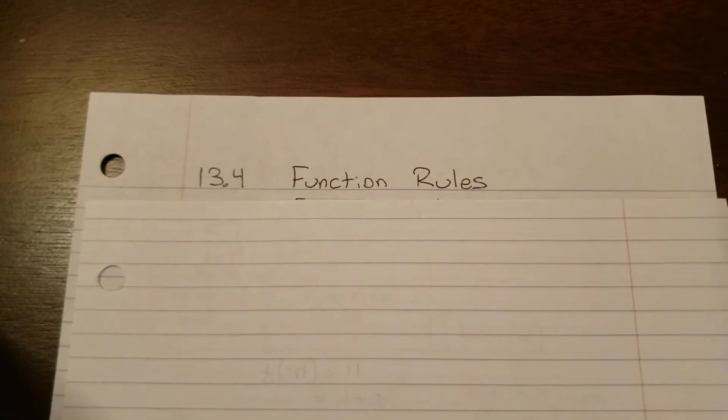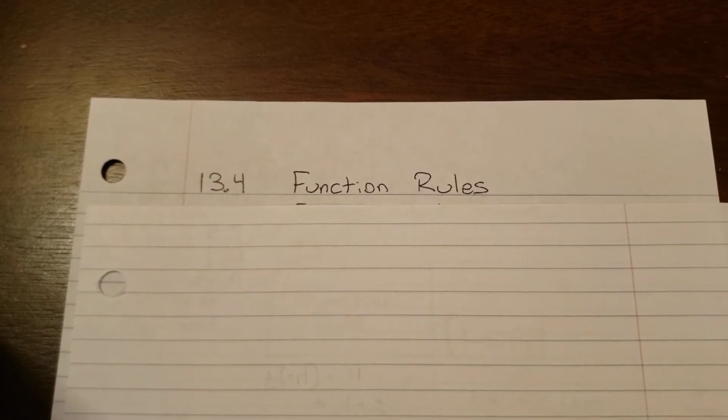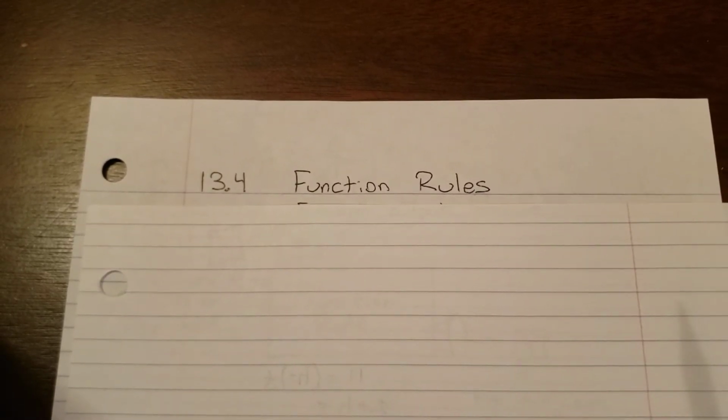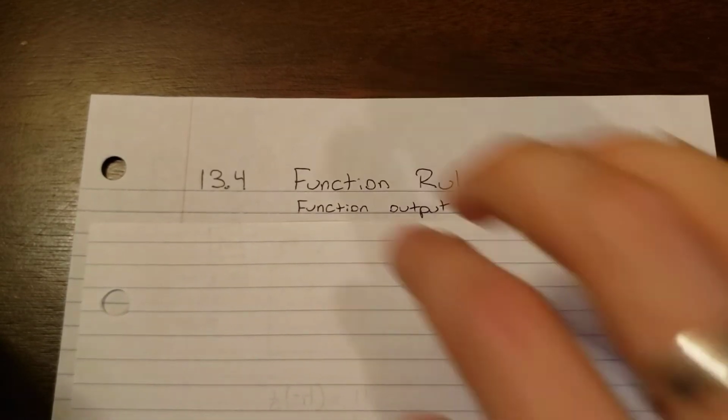The first one is actually a diagram. It's a picture. It's a little crudely drawn. It's not great. Don't make fun of me. But what it has, it's called the function output machine.